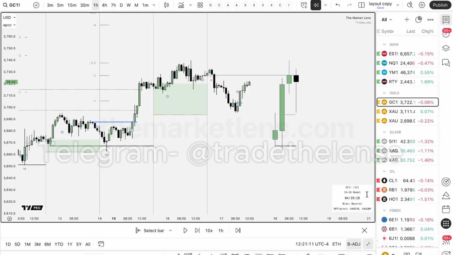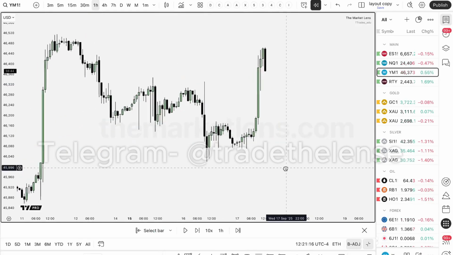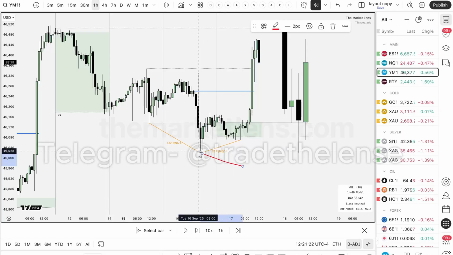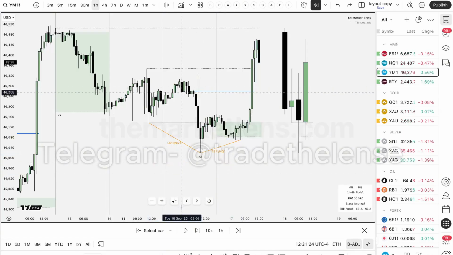What is 2-stage SMT? It's just SMT on both sides. So if we look at YM here, YM is an SMT with ES and NQ here as they went that way and here. Right, so the other assets look like this.